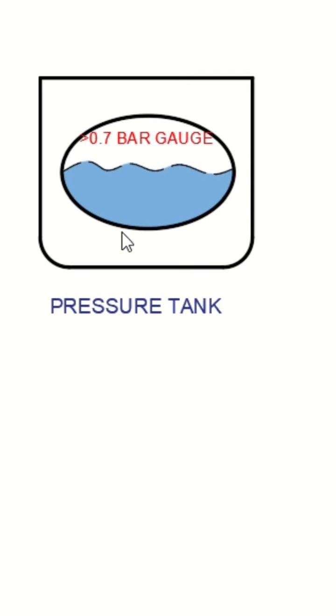Next let's see the pressure tank. If you are constructing a tank with a sustained design pressure of greater than 0.7 bar gauge at the top of the tank, it is called a pressure tank. In a gravity tank, we construct a tank to sustain less than 0.7 bar gauge. But here the tank can sustain a design pressure greater than 0.7 bar gauge at the top of the tank. It is called a pressure tank.